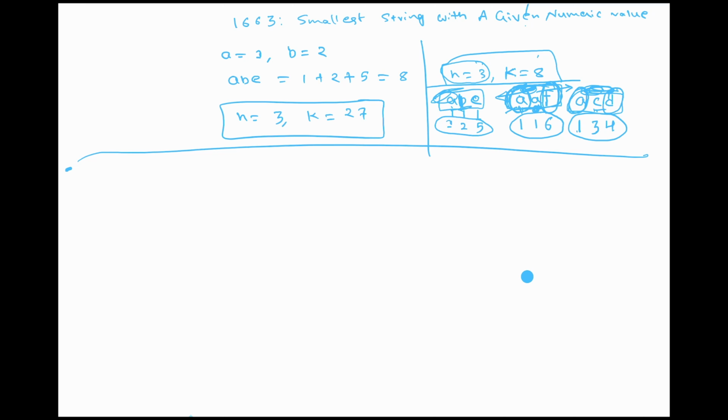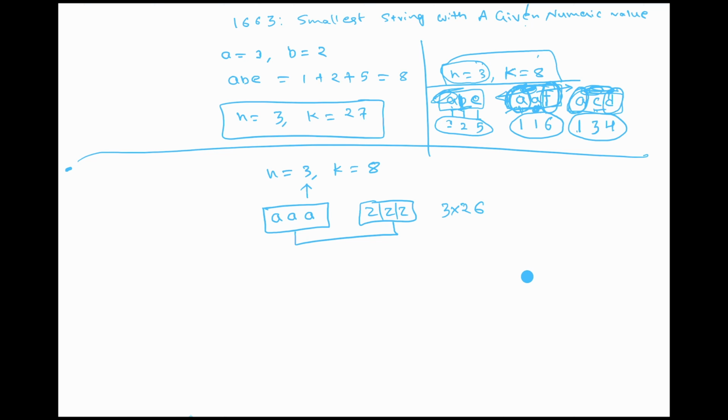So, further analysis, let's say the same example, n equals 3 and k equals 8. What we observe is that the minimum value of the string would be AAA, which is 3, right? Which is equal to n. And the maximum value can be ZZZ, which is 3 times 26, right? So our solution will always be somewhere in between these two, okay?